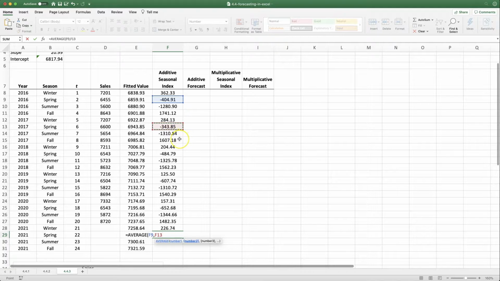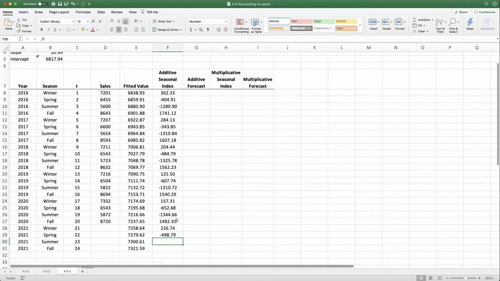This one was 343 less. This one was 484 less. This one was 607 less. And this one was 652 less. On average, our spring sales were 500 books less than we predicted.